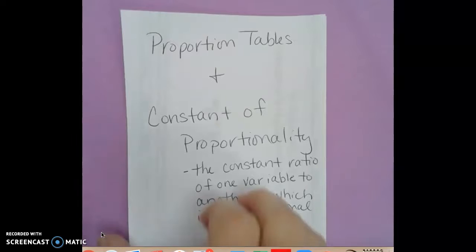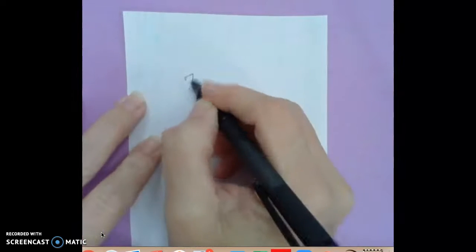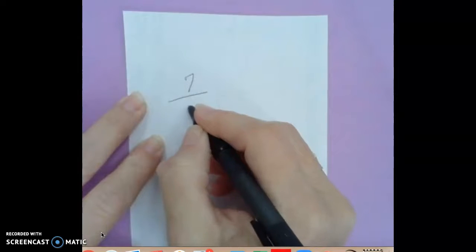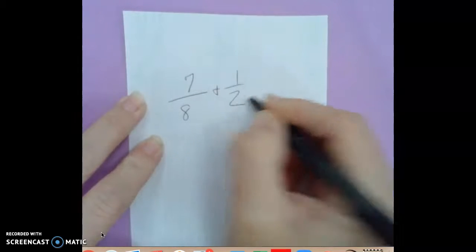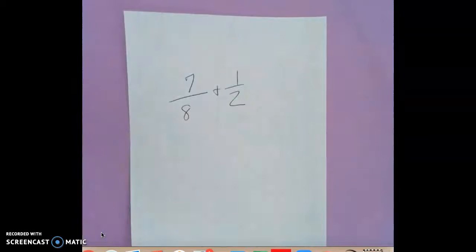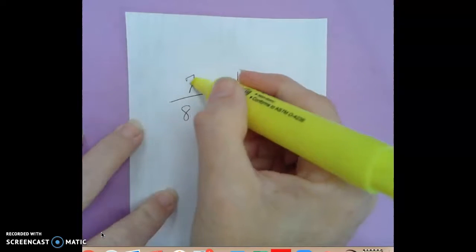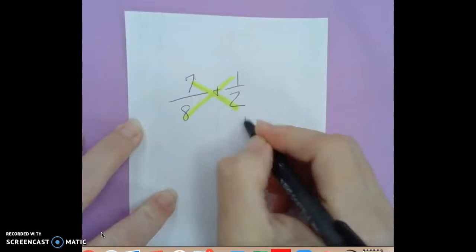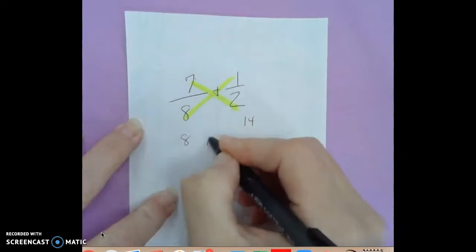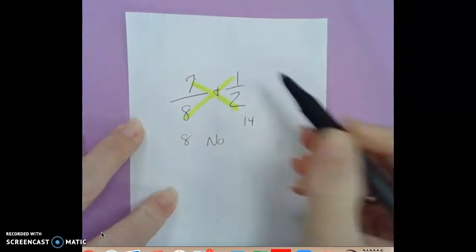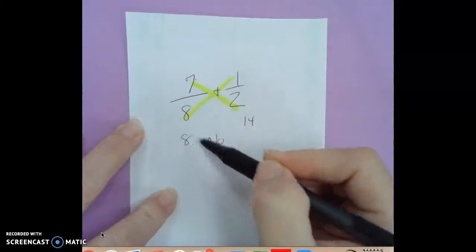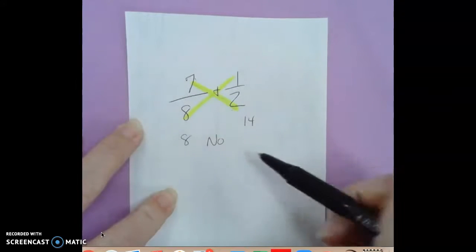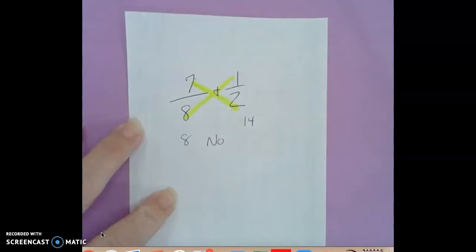So real quickly, before we start with our tables, we're going to refresh our memory. If I have 7/8 and 1/2, and I want to know, are these two ratios proportional? Remember, the shortcut way that we did this is we looked at our diagonals and said, well, this is 14 and this is 8, so no, they are not proportional. Now, if we had multiplied and got the same number, like if both of them had been 8, then we would have said, yes, they are proportional, okay?